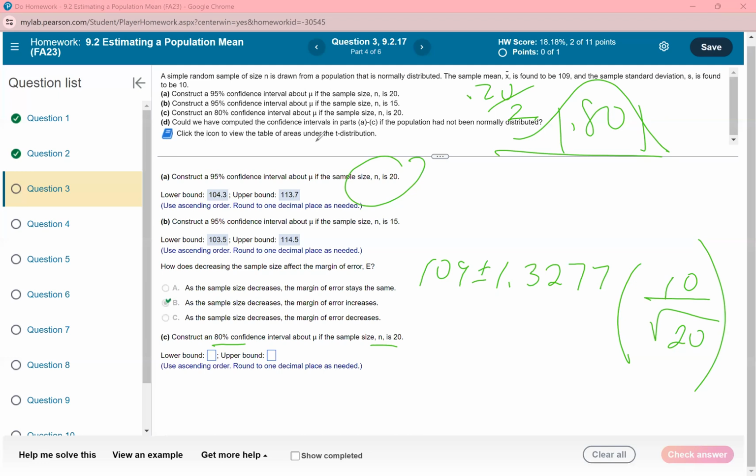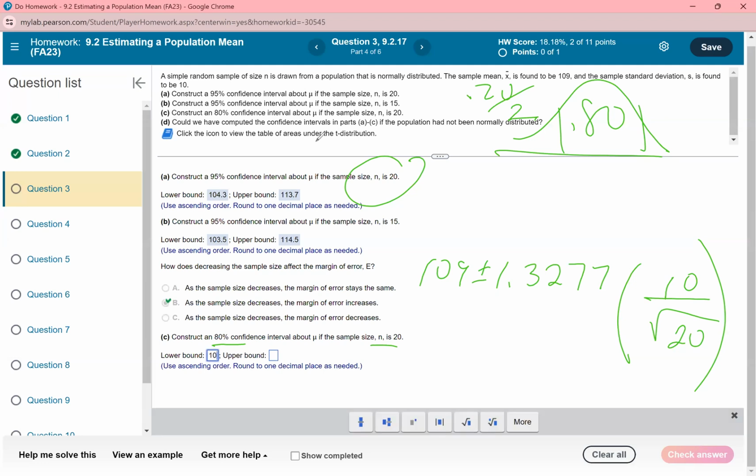All right, first answer, 106. How many decimals? 1. So that stays 0. 2. 111.96. So that's going to become 112.0.